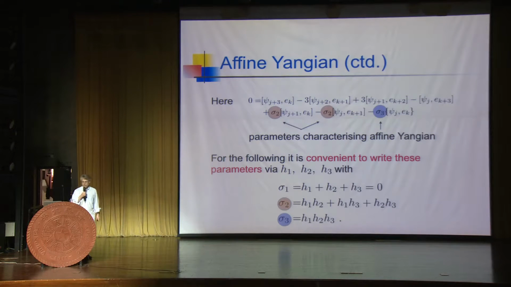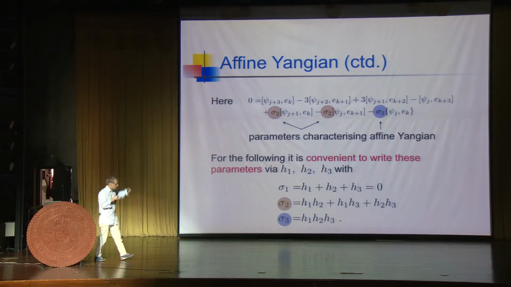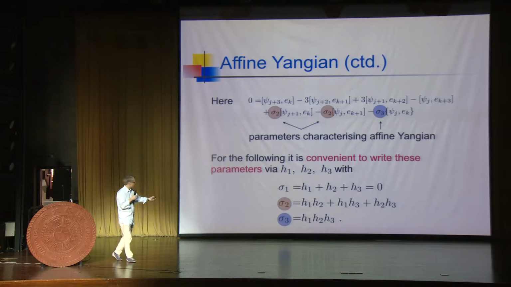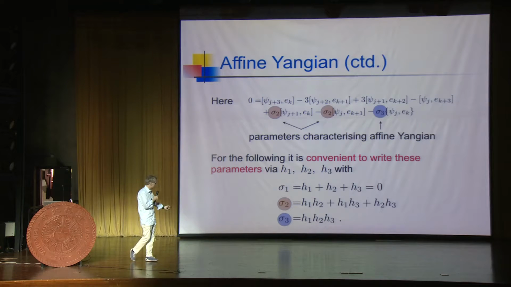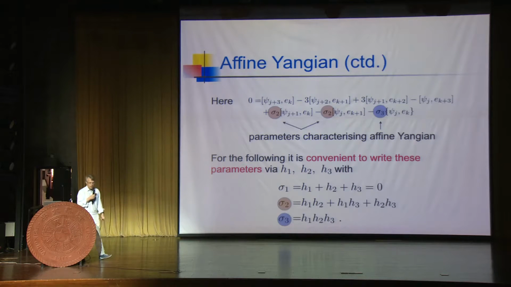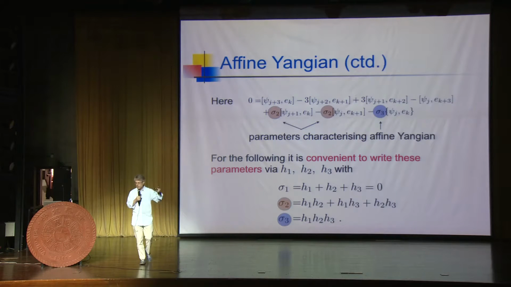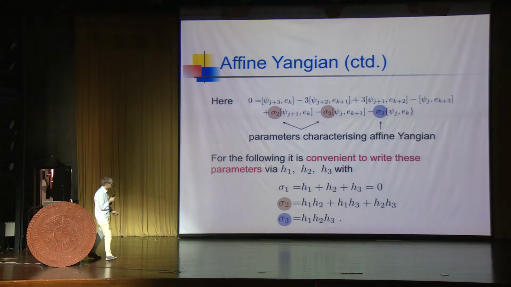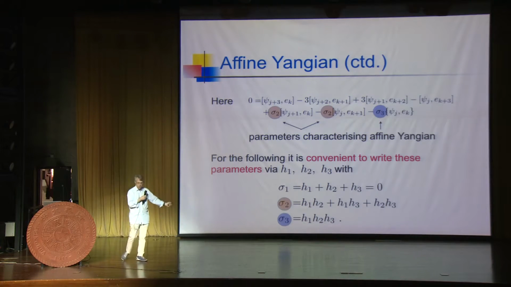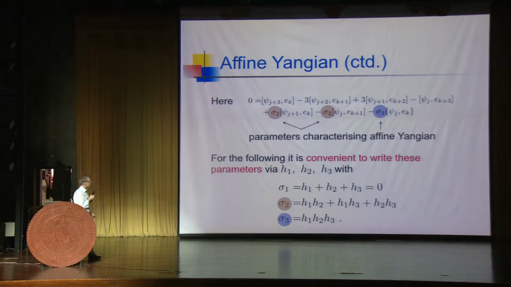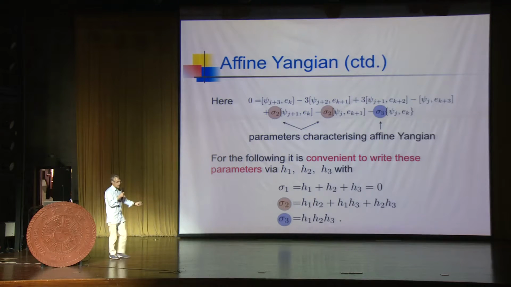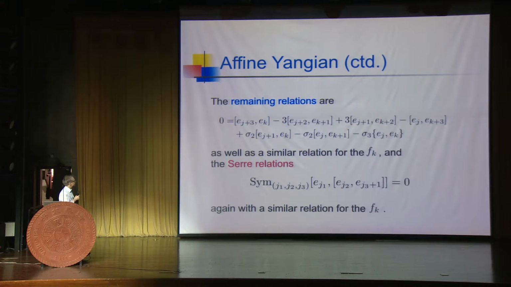And for the following, it will be convenient to parameterize these sigma parameters. Don't use them directly, but think of them as being expressed in terms of three parameters h1, h2, h3 that add up to 0, such that sigma 2 is the bilinear products and sigma 3 is the cubic product. So sigma 3 is h1 h2 h3, sigma 2 is h1 h2 plus h1 h3 plus h2 h3. So this is how we're going to parameterize the parameters that appear in the defining relations of the affine Yangian.